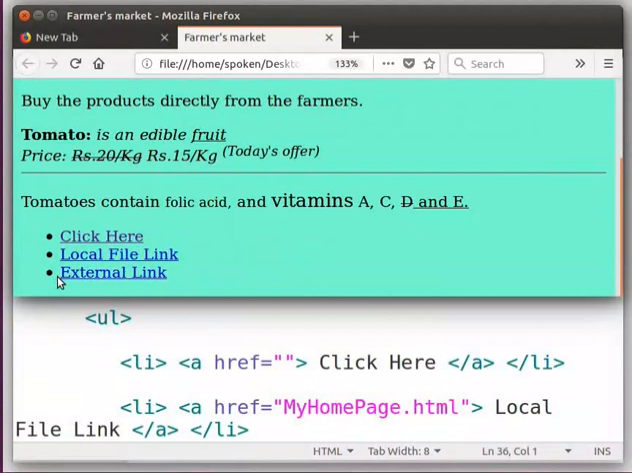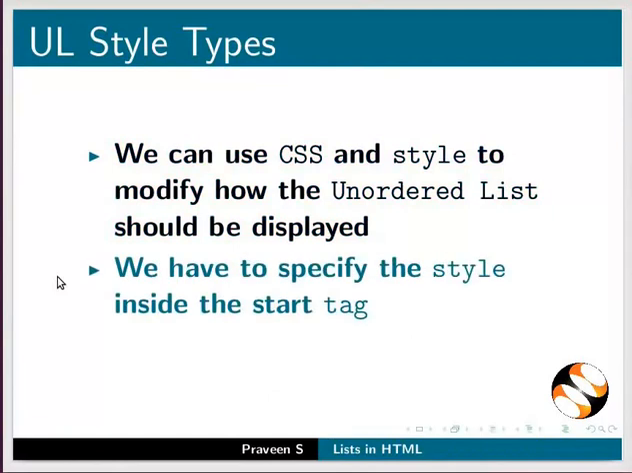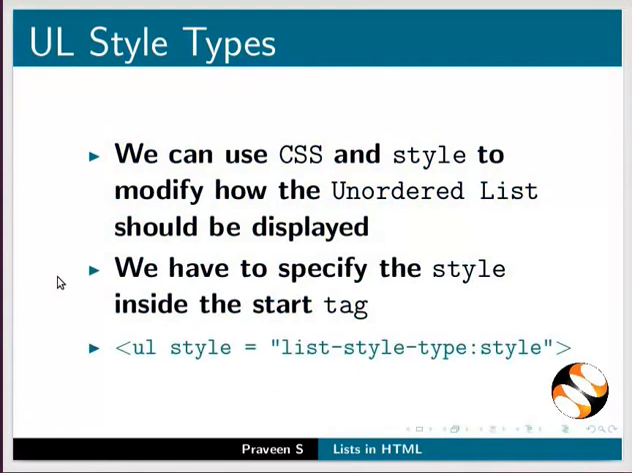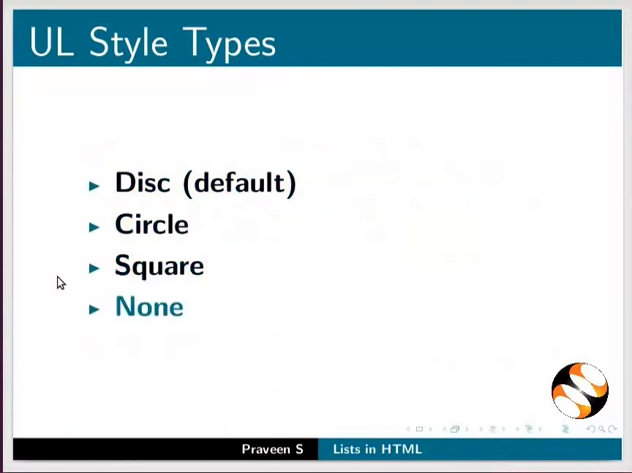I don't want this to be in a rounded bullet point. Instead, I want it in some other shape, say square. We can do this with the help of CSS. We can use CSS and style to modify how the unordered list should be displayed. We have to specify the style inside the start tag. This is the syntax. The unordered list styles are disk, circle, square, none.